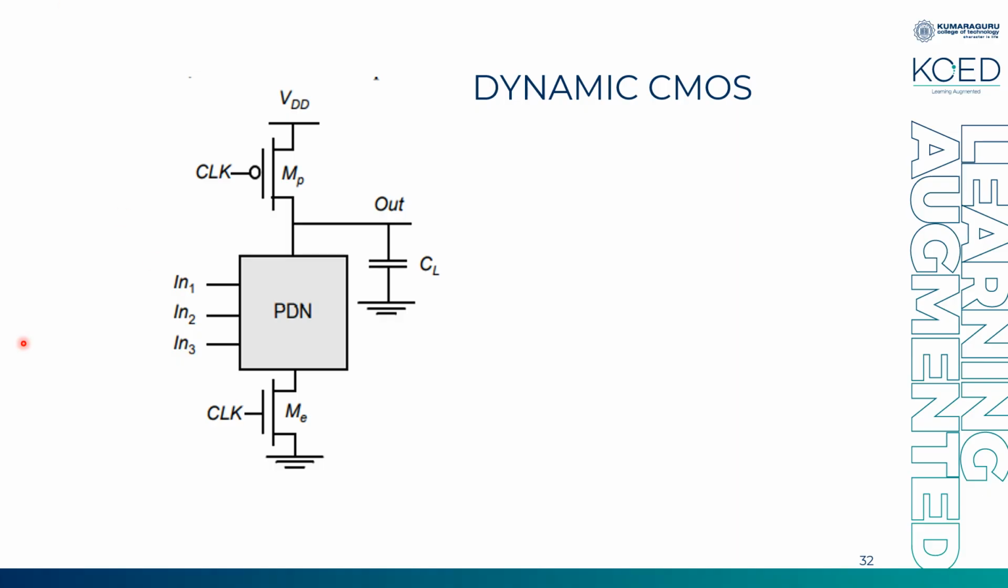This is the block diagram in which you're going to design your dynamic CMOS. You have two transistors, MP the pre-charge transistor and ME the evaluation transistor, both of which are fed by a clock, and you have a pull-down network. Your logic will be designed via this pull-down network, and in the output, I'll be having a load capacitance. This load capacitance is a combination of every other capacitance of your MOSFET and the wiring capacitance. Everything is included over here.